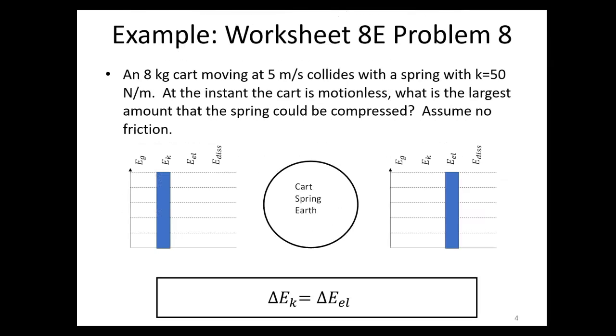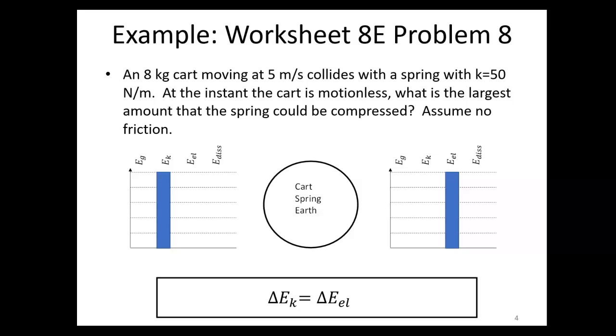Let's look at an example to illustrate how this works. This is actually problem 8 from worksheet 8E. This problem says that we have an 8-kilogram cart moving at 5 meters per second, and it collides with a spring with a spring constant of 50 newtons per meter. So it will make the spring compress, and we're going to look at it at position B, where the cart is motionless.